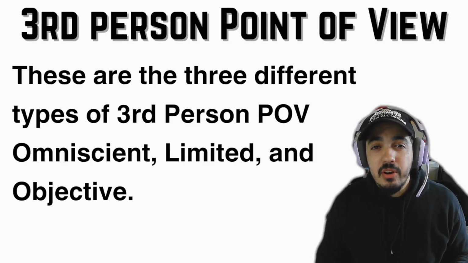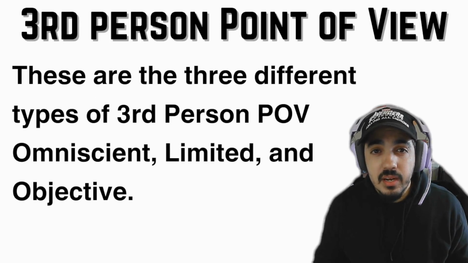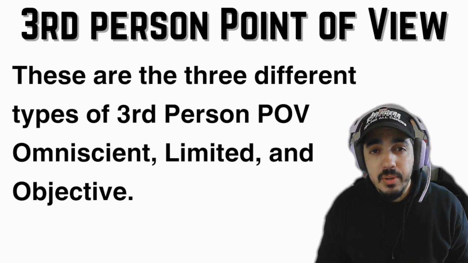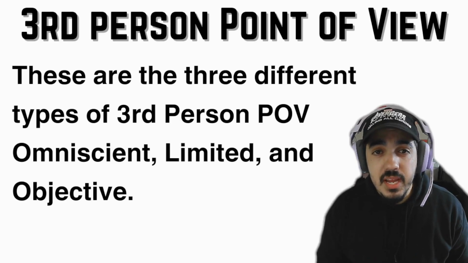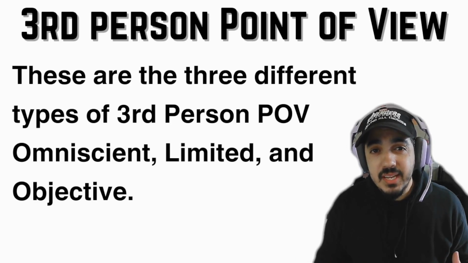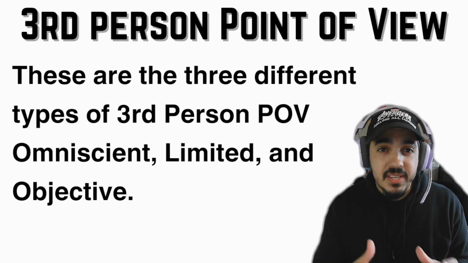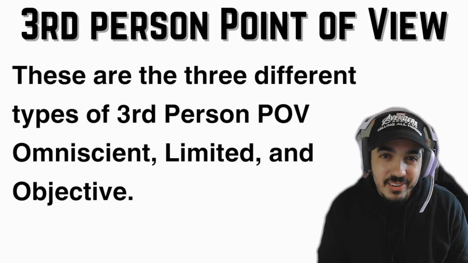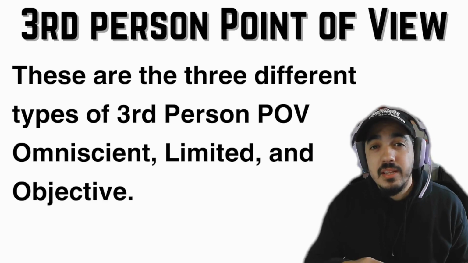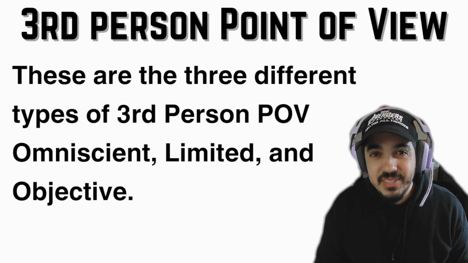Okay, so there are three different types of third-person point of view. That's why in the next video I'm going to dive deeper into each of these. I don't want to have one really long video just in case you only want to know a specific type, so you can easily find it here on YouTube and on my channel. So these three types are going to be omniscient, limited, and objective.